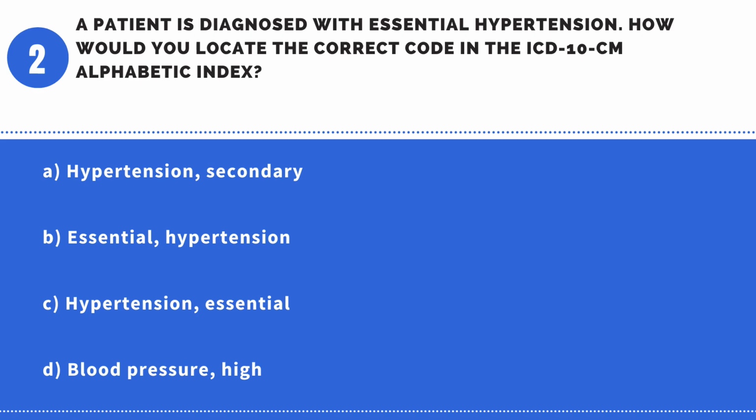How would you locate the correct code in the ICD-10-CM alphabetic index? A. Hypertension, secondary. B. Essential, hypertension. C. Hypertension, essential. D. Blood pressure, high.